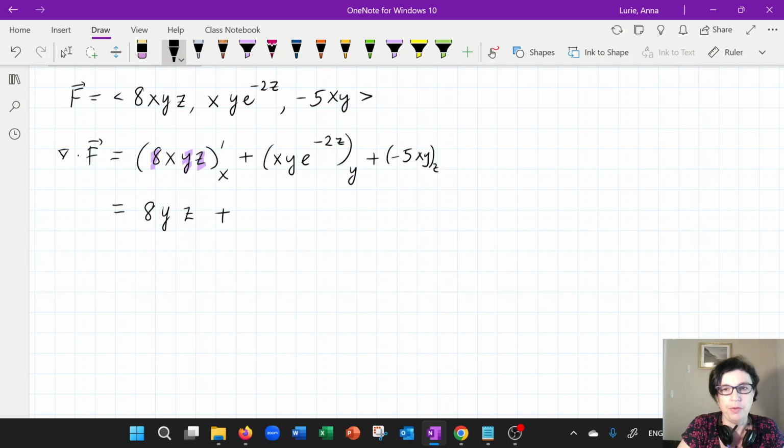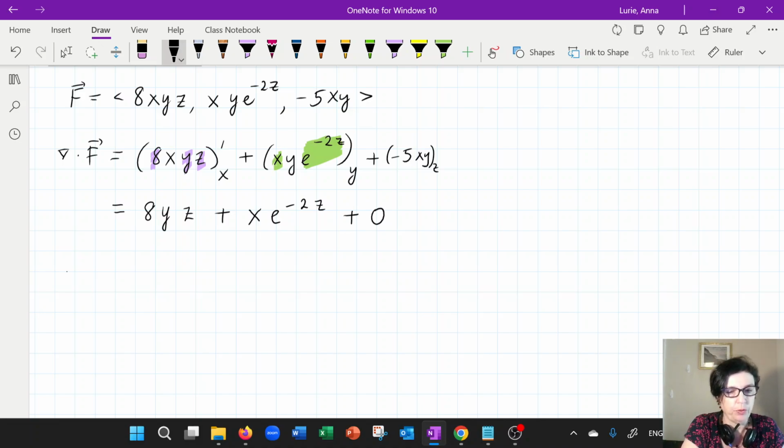Plus, now the derivative with respect to y. Even though the e function looks complicated, this is still a number because you are fixing the other variables. You're fixing x and you're fixing e to the negative 2z, so those are numbers. Again, this is like number times y, so the number is going to stay. Finally, the derivative of the last component with respect to z, because it doesn't have a z, will just be 0. Okay, so that's the divergence.